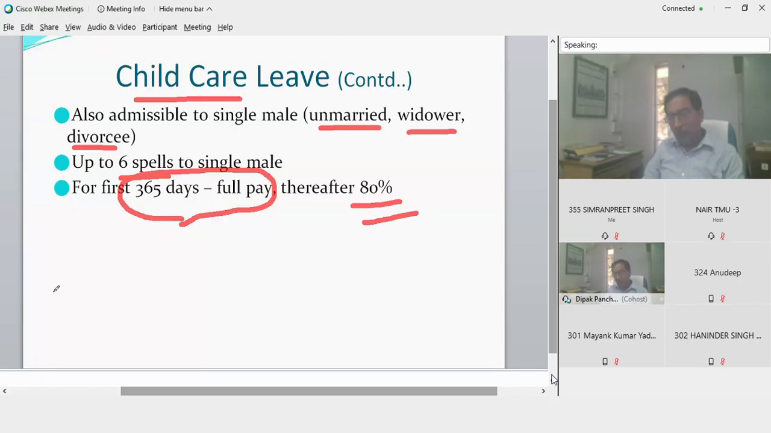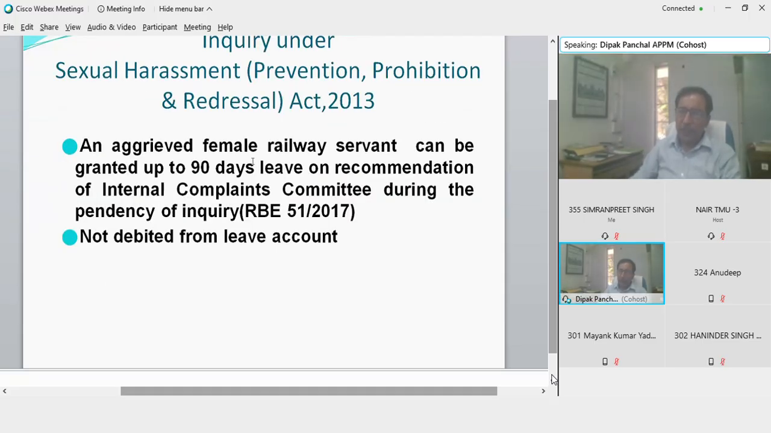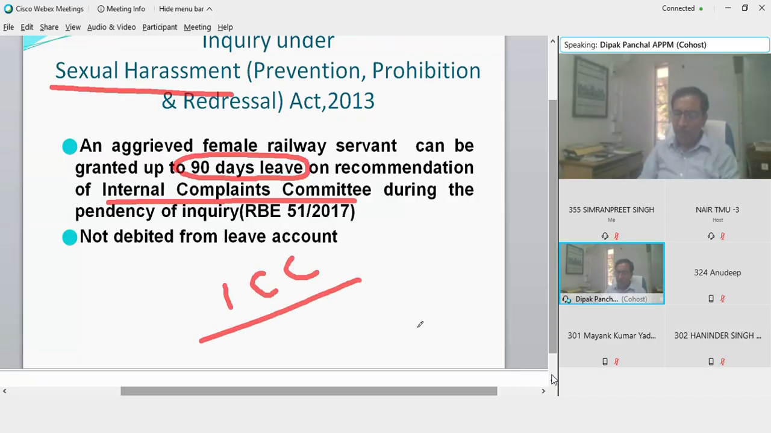One more provision is there for the aggrieved female railway servant, where an inquiry is going on under the sexual harassment case, that such female railway servant can be sanctioned up to 90 days of leave on recommendation of the internal complaint committee. Every organization is now having ICC. You will see ICC at all the divisions, headquarters, workshops, etc.